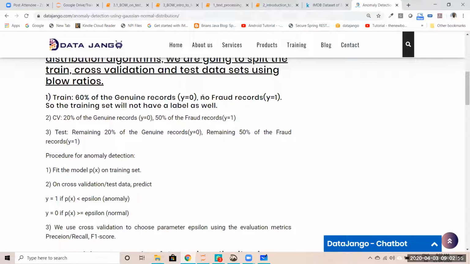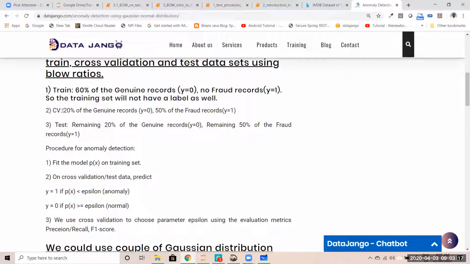This is the anomaly detection algorithm. We are not doing an 80-20 split. We are just taking 60% of the records of y is equal to 0 and putting them aside. And then we prepare the cross validation set and test set. The train set has only records belonging to y is equal to 0, 60% of them. The cross validation set will have 20% of genuine records and 50% of fraudulent records.